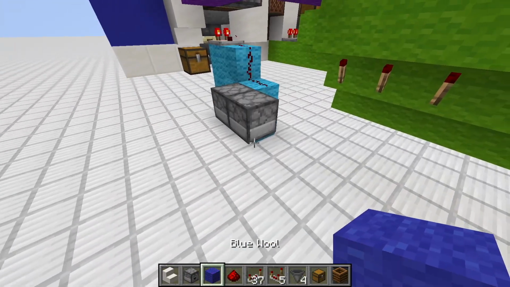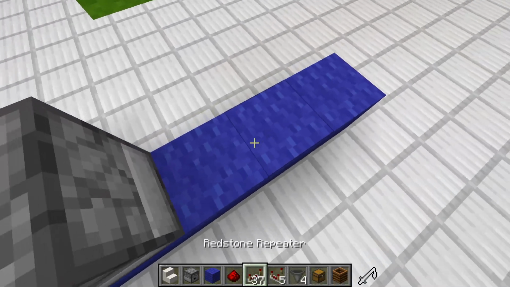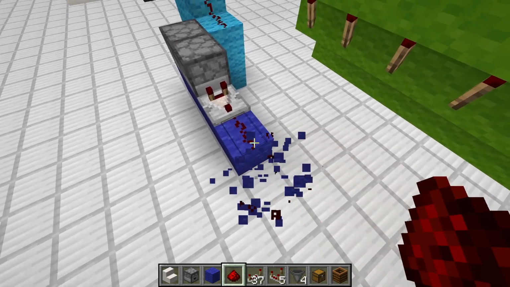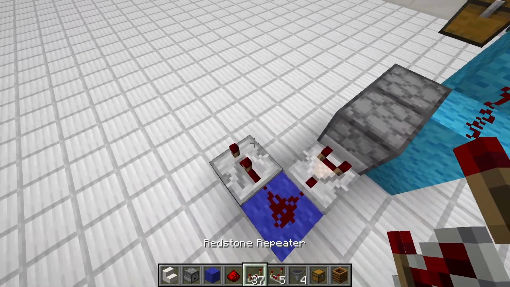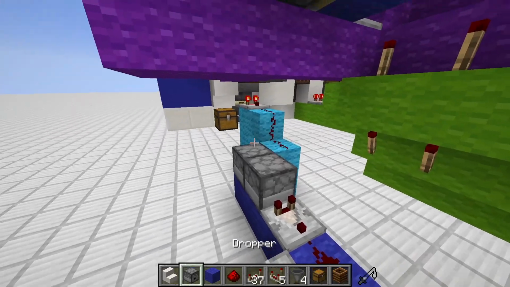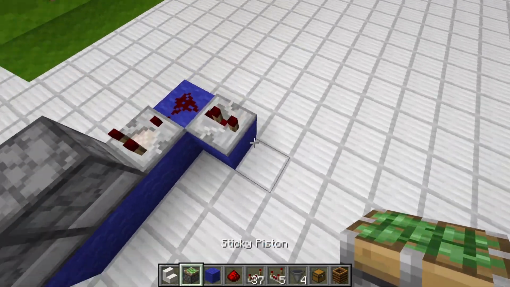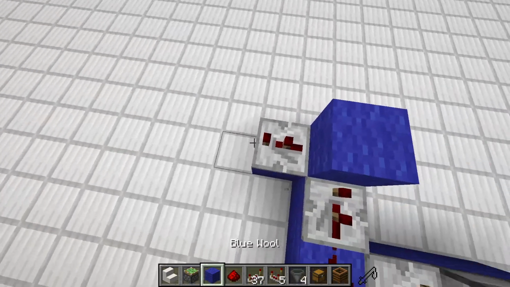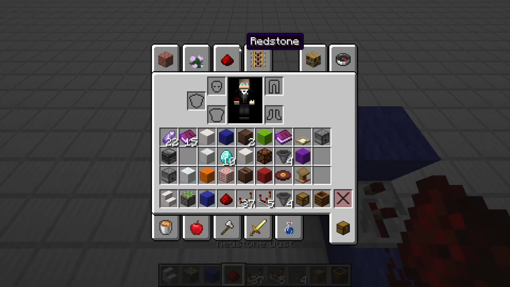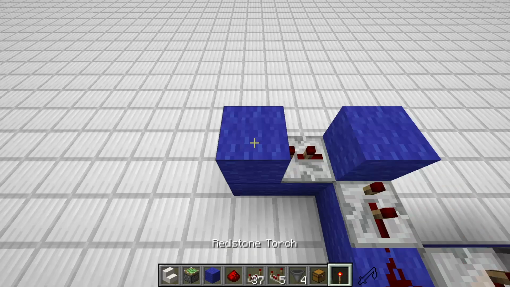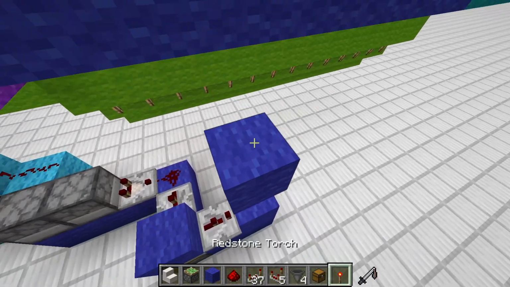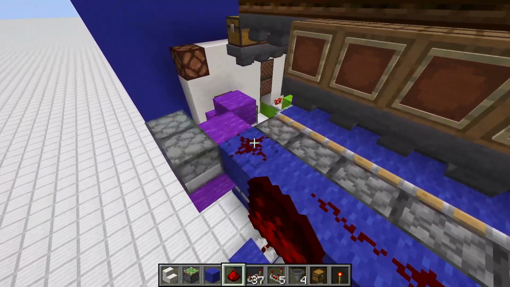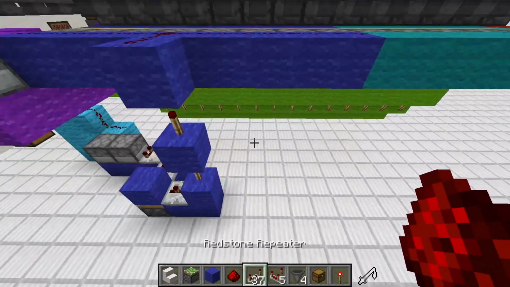Then we want to grab ourselves some blue wool, like this, and we're gonna place in here a comparator, a piece of redstone. Here, a repeater set to 2 ticks. Then we're gonna need ourselves a sticky piston, like that, a block. Another repeater set to 2 ticks, facing into a redstone torch, into a block, into a redstone torch, into a block, and then we simply place in here redstone on top.